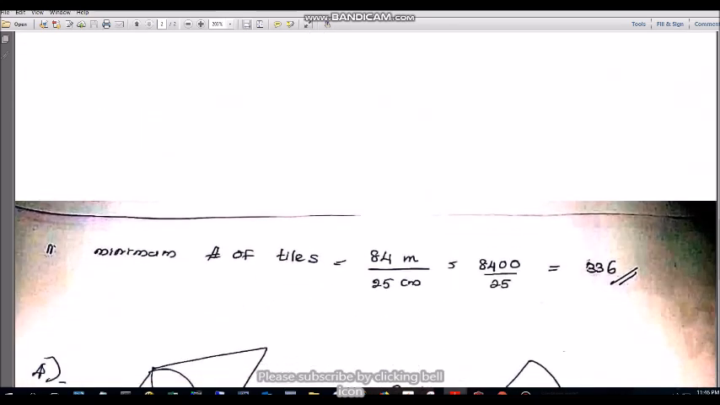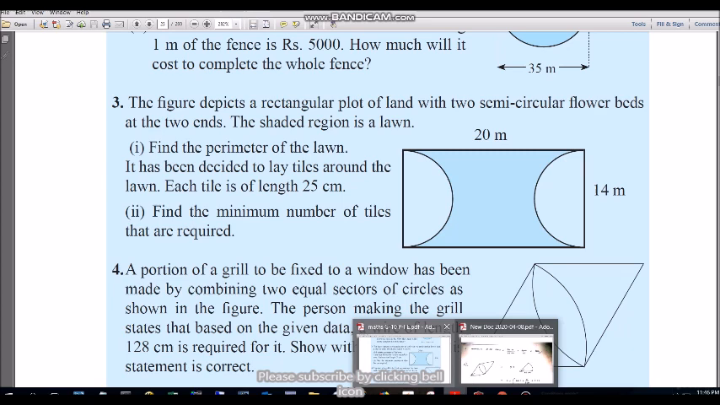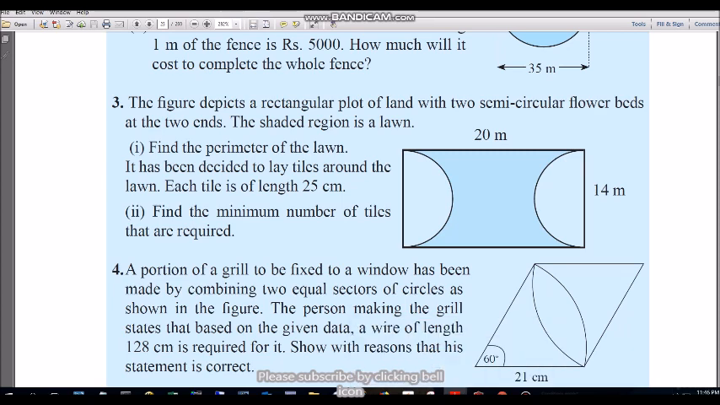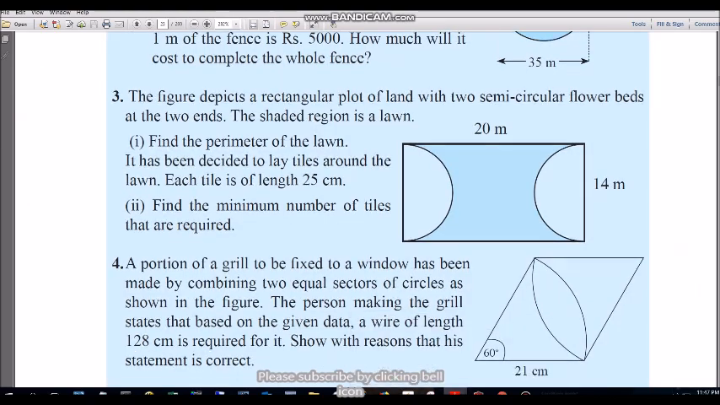And there is also another question, asking about covering it with tiles. The length of a tile is 25 centimeters. So how many tiles will they need? We have 84 in meters, so we convert into centimeters, 8400 centimeters divided by 25, that is 336 tiles we need. And then we go to the fourth question.